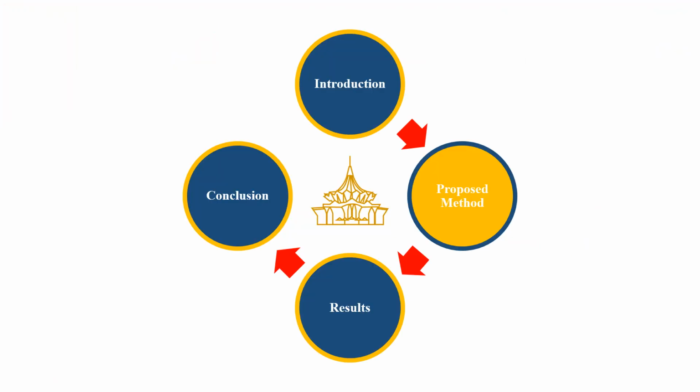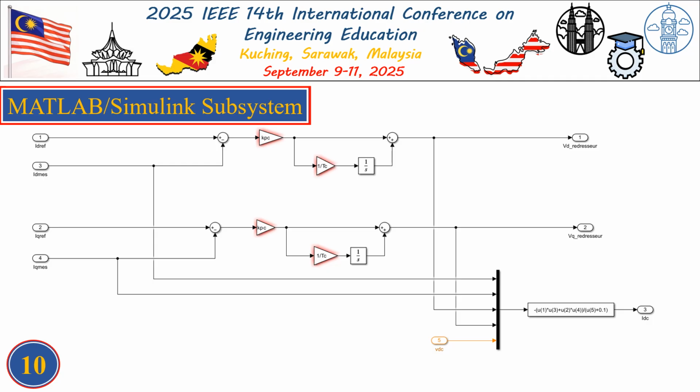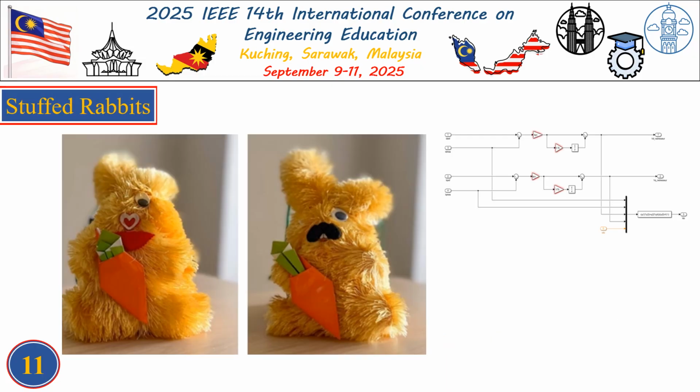Now we come to the second part, the proposed method. For better understanding, the Simulink model is shown. In this method, each component of the system structure is linked to part of the bodies of two controllable rabbits placed side by side. The blocks IED-ref and IED-mes represent the two ears of the first rabbit, and similarly, the blocks IQ-ref and IQ-mes represent the two ears of the second rabbit.